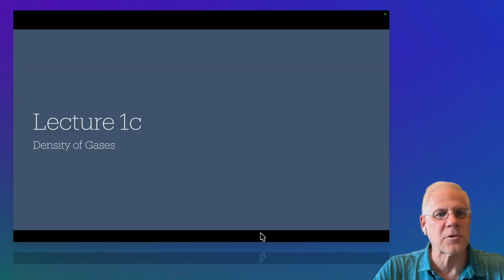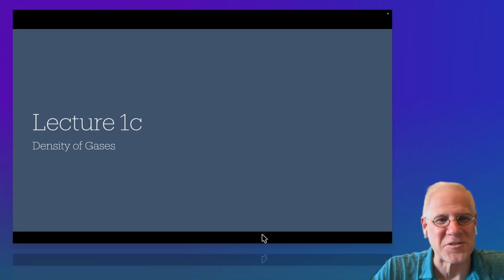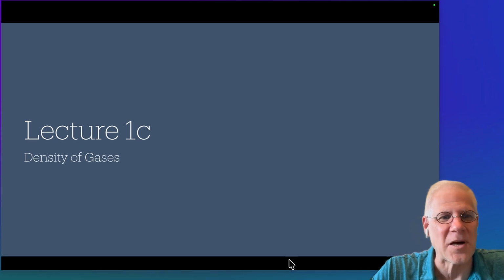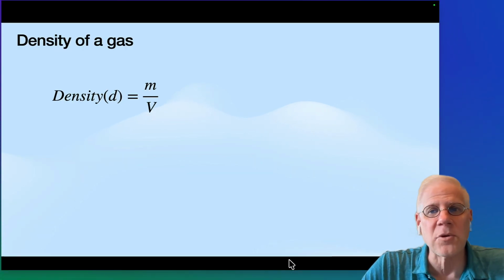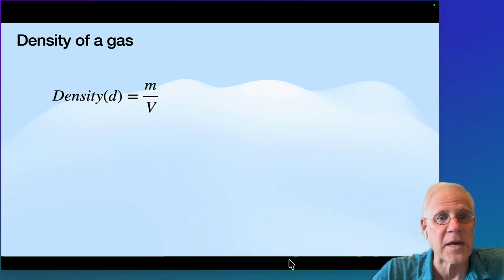Here we are at lecture 1C, density of gases, and this will be an even shorter discussion here. Just a couple of slides on something we don't always think of, the density of gases. We're going to look at a little bit of a derivation on how we get to an equation using the ideal gas law to determine the density of a gas.